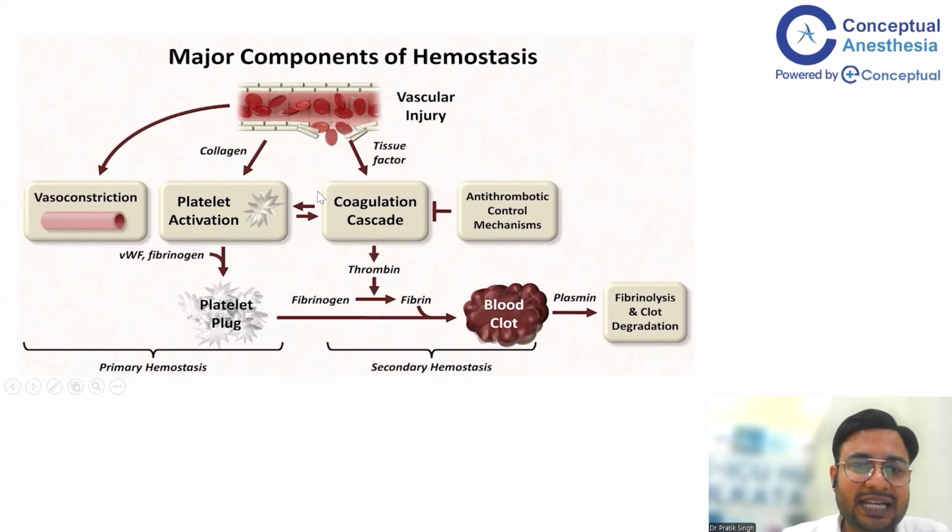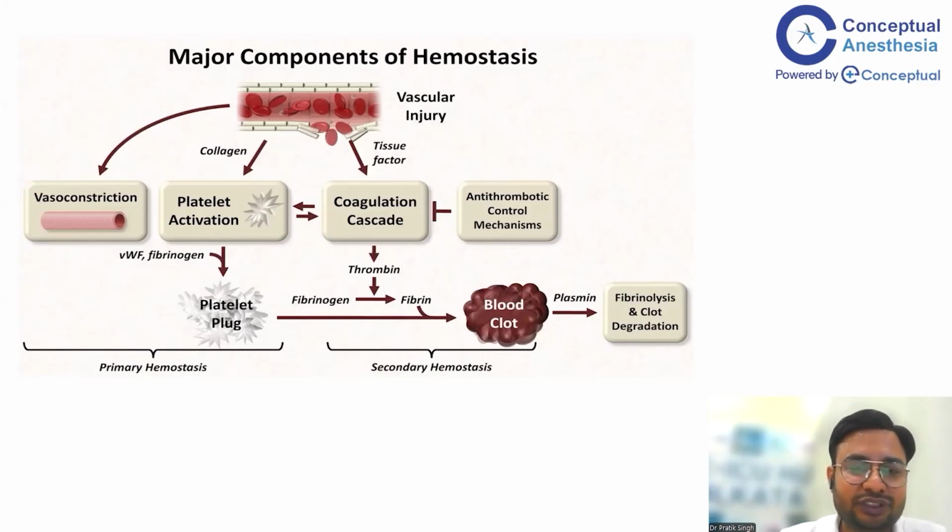So it is a kind of both-way traffic. Platelet activation leads to coagulation cascade activation, and the coagulation cascade also leads to platelet activation. So when the platelet activation happens with the help of von Willebrand factor and fibrinogen, there is a formation of platelet plug, and this is called primary hemostasis.